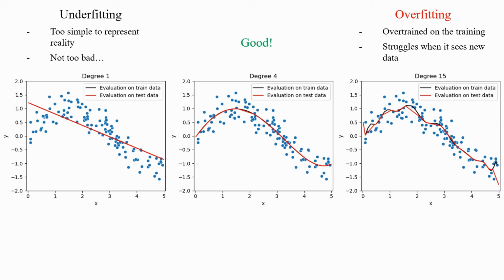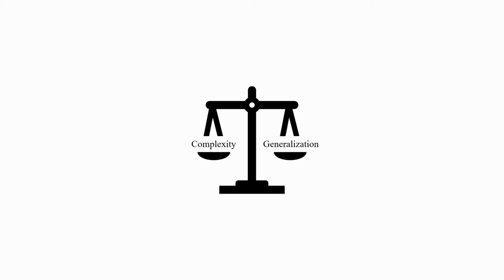But ideally, you want to find the sweet spot of capturing the complexity of the data and being generalizable. And this middle graph does this quite well. The degree 4 model appears to be a good blend of both. The bottom line here is that we want to find the right balance between complexity and generalization.